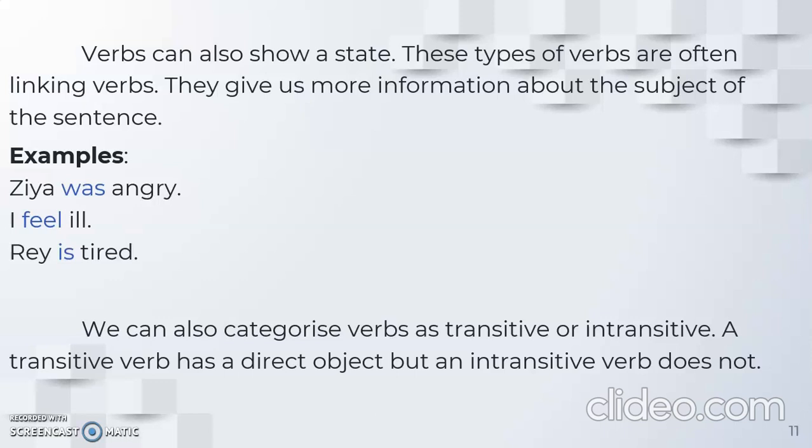We can also categorize verbs as transitive or intransitive. A transitive verb has a direct object, but an intransitive verb does not.